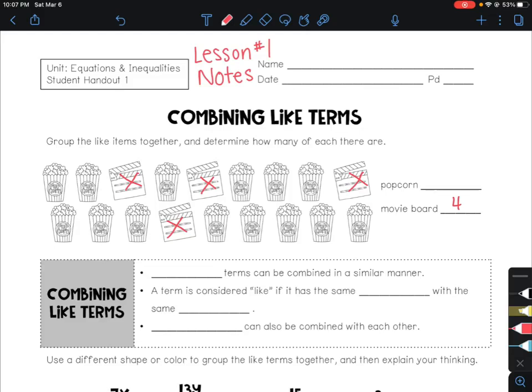And then the rest of them are popcorn, but I would not count them together because they're not the same thing. So these ones are popcorn, and there are 14 of them. I couldn't say, oh, popcorn plus movie boards, total, there's 18 popcorns, or 18 popcorn movie boards. It doesn't really make any sense. They stay separated in their 2 groups.